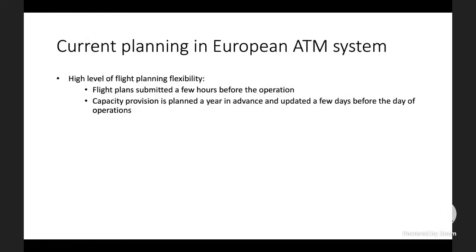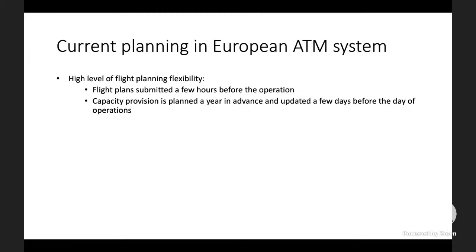So the current planning of the ATM system has a high level of planning flexibility. Usually flight plans for a day are submitted only a few hours before the operation, so before the flight is actually supposed to depart. This is called the tactical phase in the context of air traffic control.